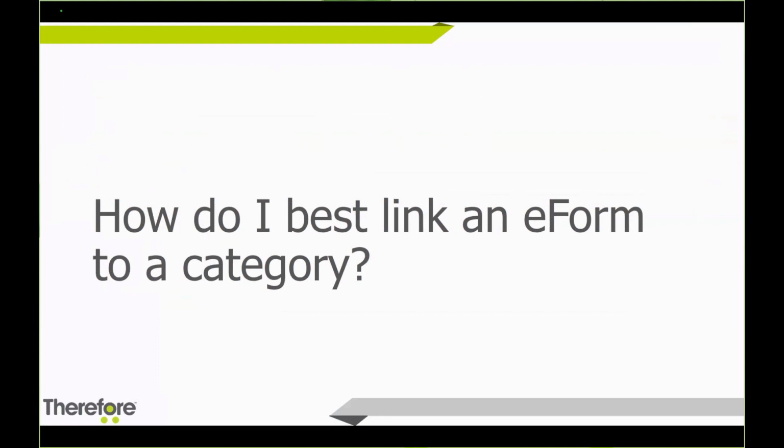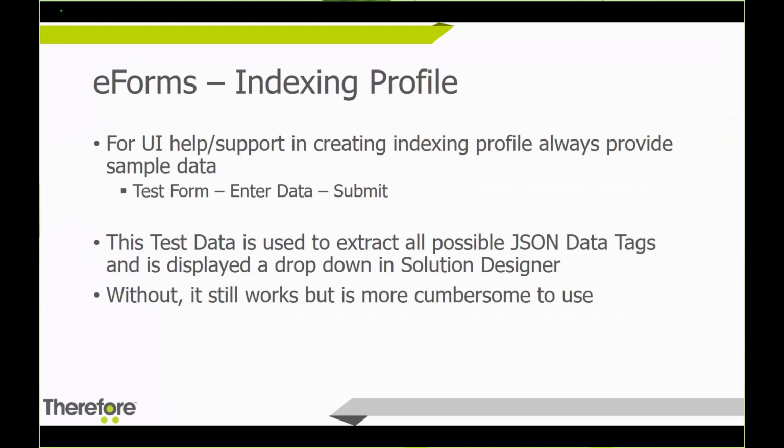What's the best practice to create a form and link it to a Therefore category? You set up the form in the UI, you create the form, you drag and drop your fields. But it's also very important to understand that it helps us a lot if you enter some test data. By using the submission created from the test data, we can help you build the UI in the Solution Designer to make it easier to match and map the fields to the final category. If you don't do it, you can still create the indexing profile on the server side, but it's way more difficult to do.